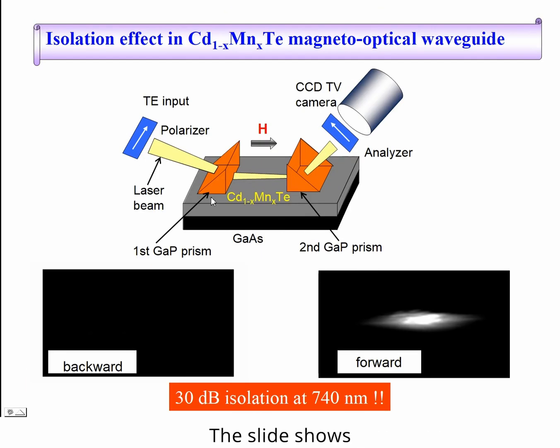This slide shows the isolation measurement using the two-prism method. A laser beam is coupled into the waveguide by one prism and coupled out by another prism. The output light is detected by a camera. There is a large light output for one propagation direction, and the light is fully blocked when the light propagation direction is reversed. A rather big isolation was achieved.